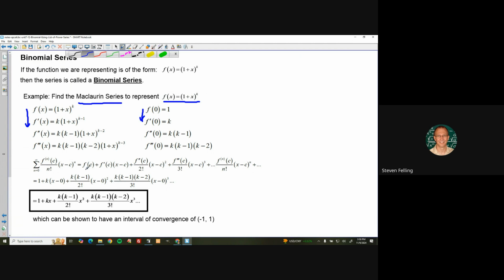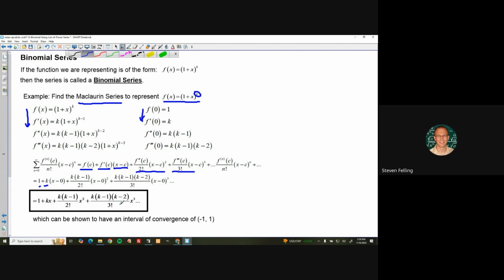And then the pattern would be, we want to take the function at the centering value, plus the derivative of the function at the centering value times x minus c, plus the second derivative over 2 factorial for the x squared term, and so on. You would plug in 1 for the first term here. The coefficient would be k, whichever k is provided in the original problem, times x minus 0, so x. And then there would be k times k minus 1 over 2 factorial, and then k times k minus 1 times k minus 2 over 3 factorial, the x cubed term, and so on.